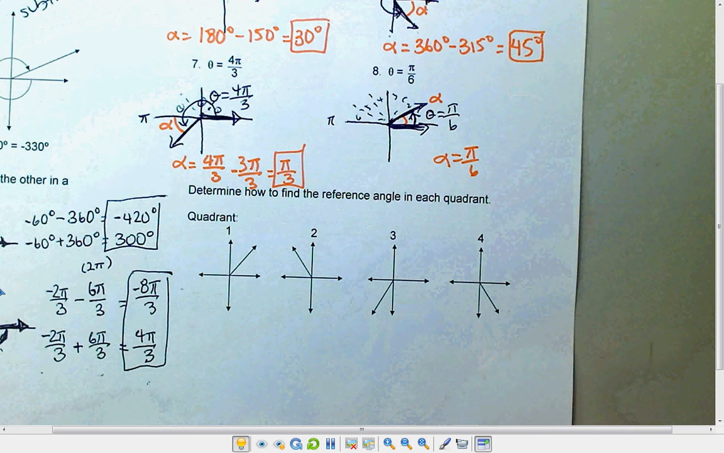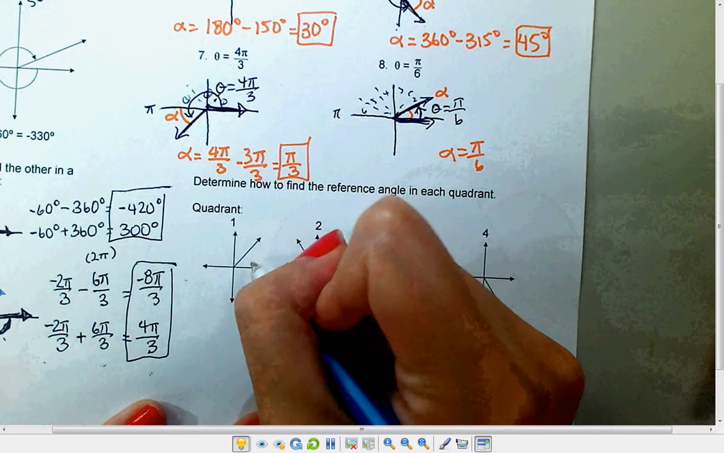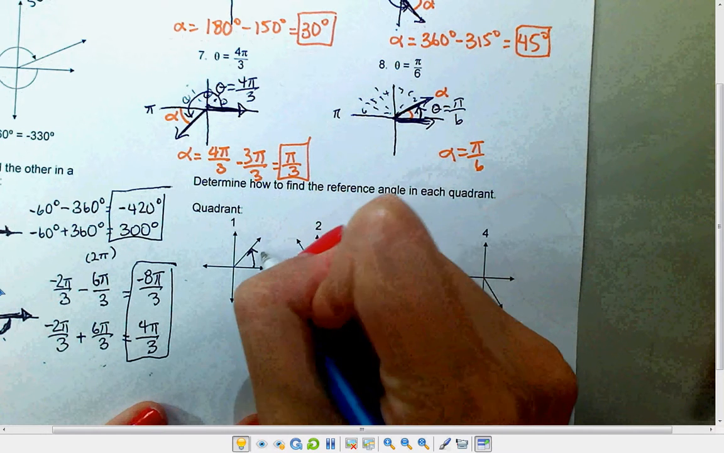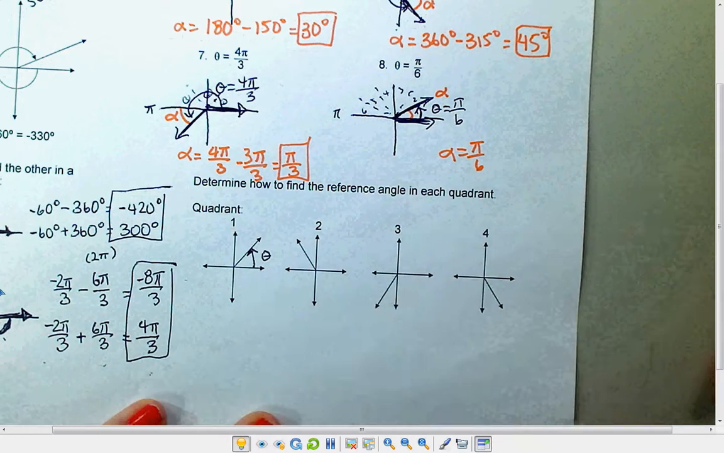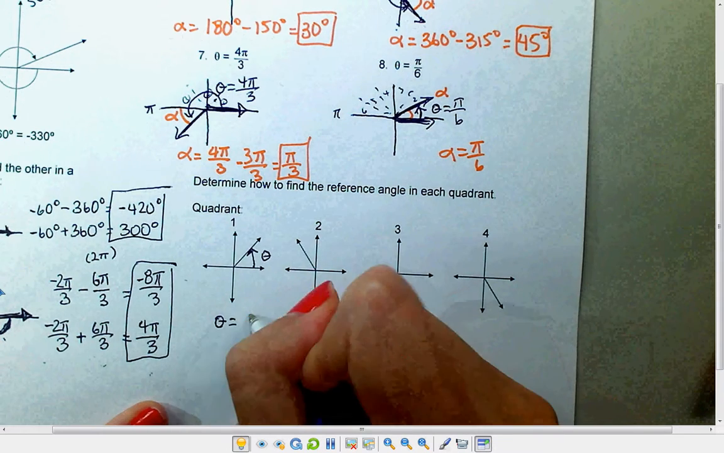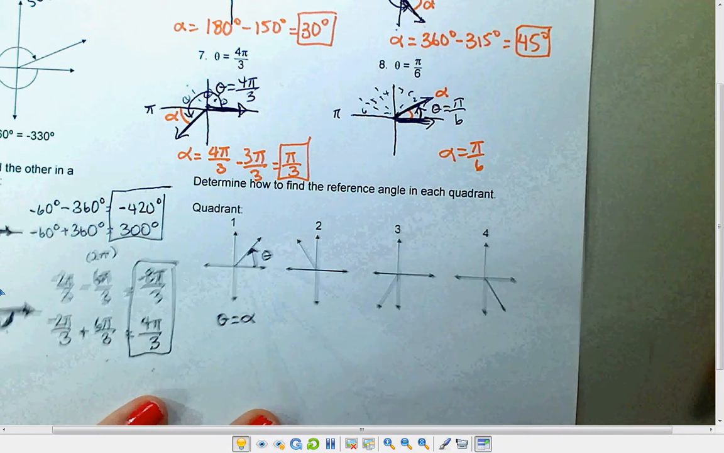So as you can tell, there are different ways of determining the reference angle depending on what quadrant it's in. If your theta is in the first quadrant, your theta is going to be equal to your reference angle. It's going to be the same thing.